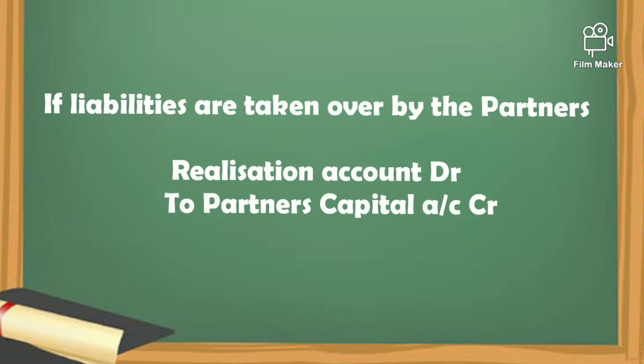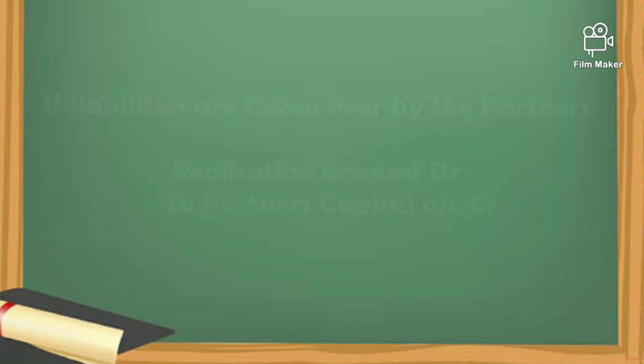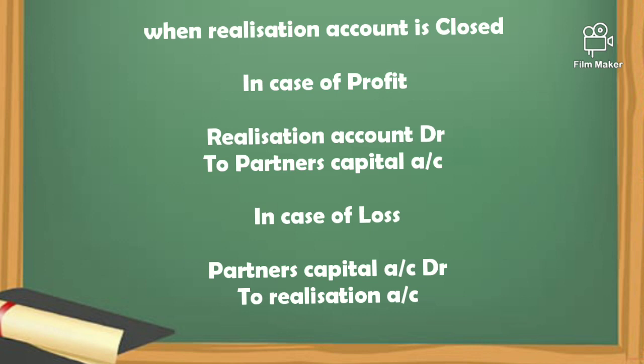And in case of liabilities, it is opposite to that: realization account debit to partners capital account. If the liabilities are taken over by the partners, this entry will be passed, that is realization account debit to partners capital account. And the next entry will be closing the realization account. Simultaneously along with the journal entry, we will be preparing the realization ledger account. I will show in the next video session how to prepare it.